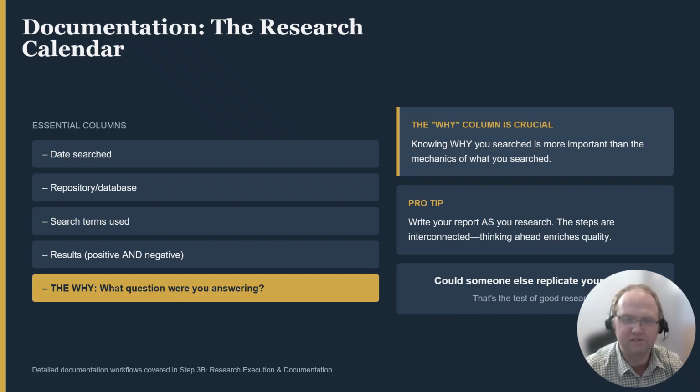Then there's repository. Usually I'll divide that into repository and then collection title, search terms, and results, which are positive or negative. Then the one that's most important, that's often overlooked, is the why. What questions were you trying to answer? That context often matters more than the mechanics. I was determining what unit my guy Henry served in, so I searched these databases.